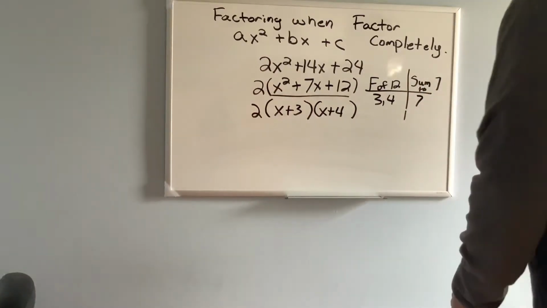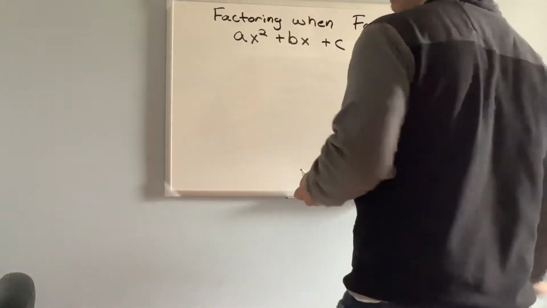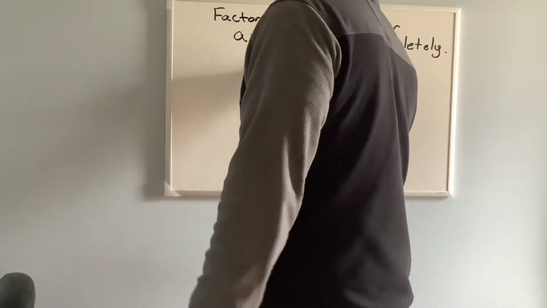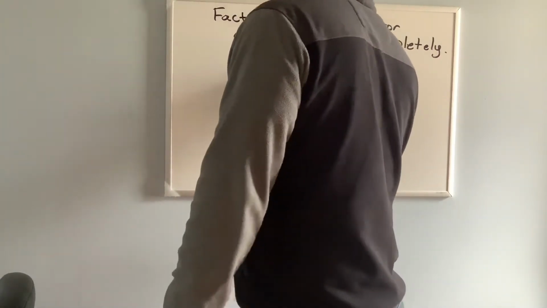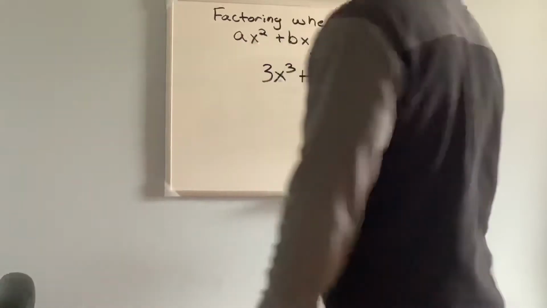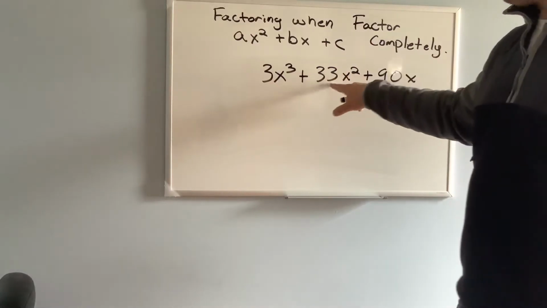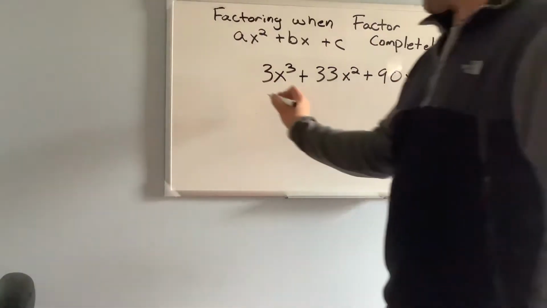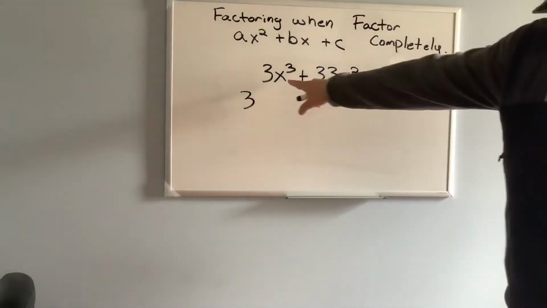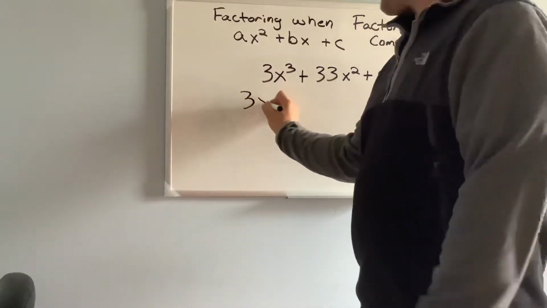So we're going to do another example. And here is my example. We have 3x cubed plus 33x squared plus 90x. And I noticed before I even do this, if I look at the numbers, 3, 33, and 90, I can take a 3 out. And then if I look, I have x cubed, x squared, and x. The largest power that I can take out is x.